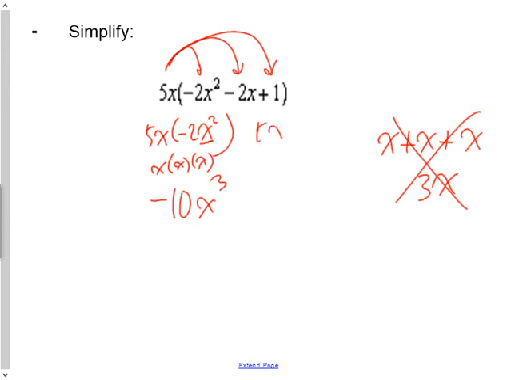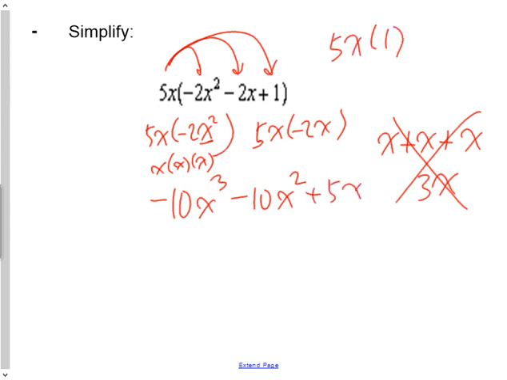Next one would be 5x multiplied by negative 2x. So multiply your coefficients to get negative 10. X times x is x squared. And finally, your last one is 5x multiplied by 1. Anything times 1 is itself, so we have a positive 5x.